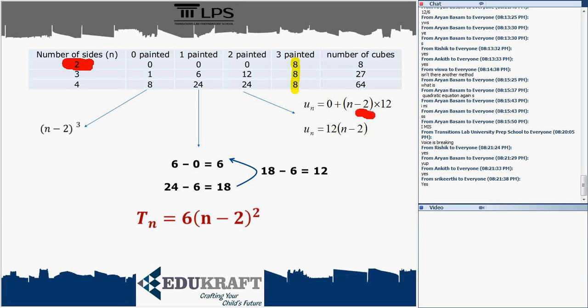I have started off with the cube, then painted, whether it was 1, 2, 3, and the general expression for the number of sides that are painted. The general expression is n minus 2 the whole cube, n minus 2 the whole square, n minus 2 times something, and 8.